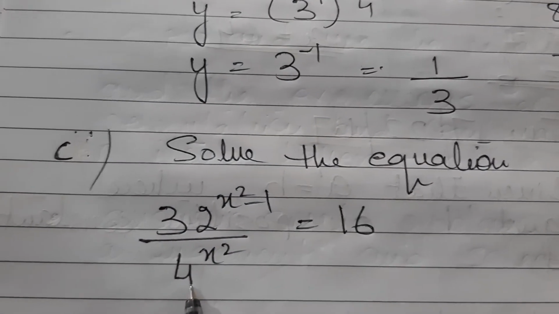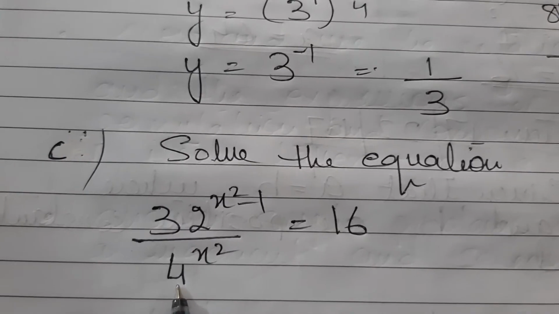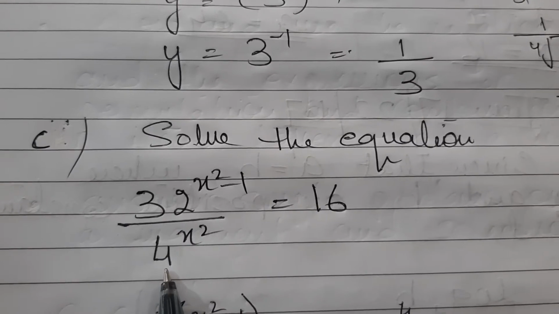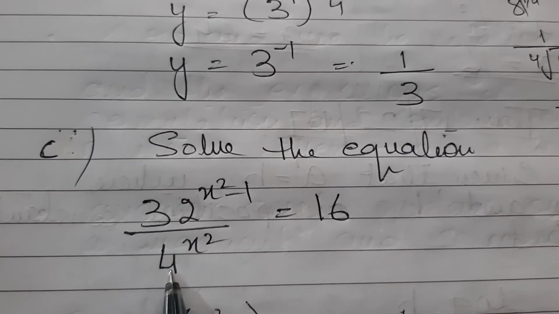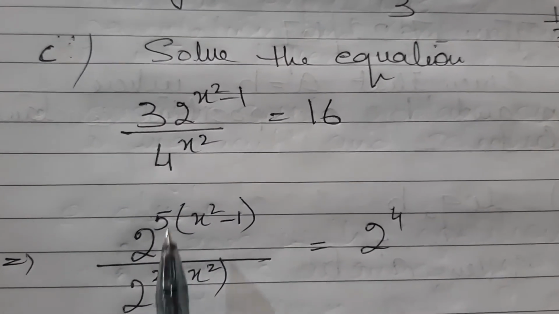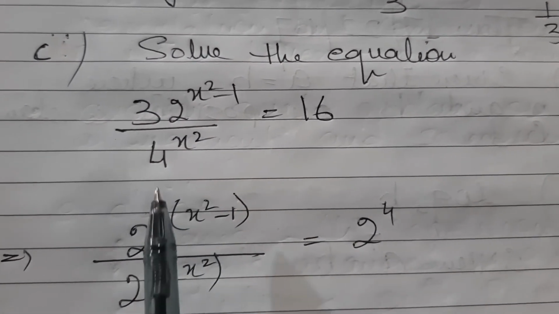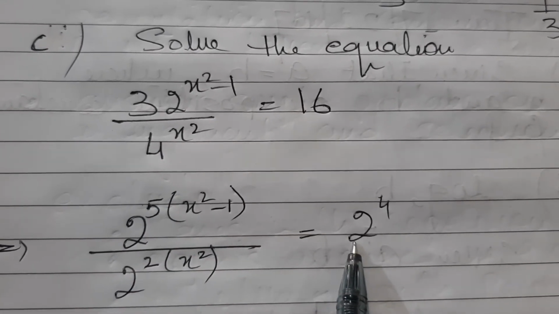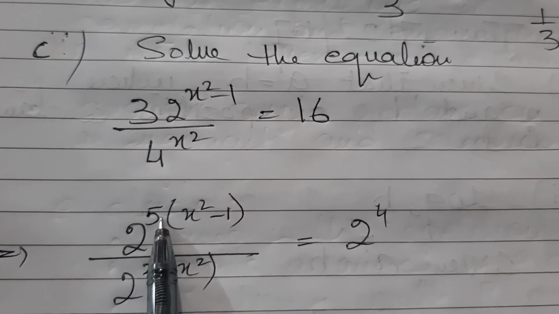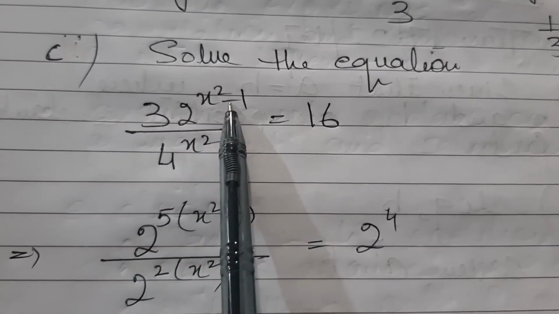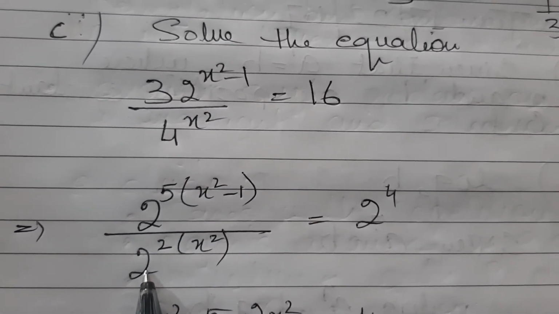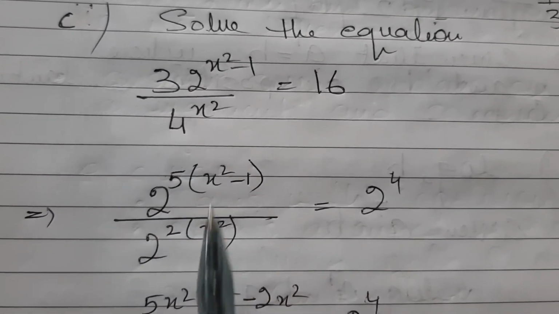Now this is the last question of the video. So I have to solve this equation. What comes to your mind? What will you do? If I change all these numbers 16, 32 and 4 into base 2, what will it become? 2 power 5 is 32, 2 power 2 is 4, 2 power 4 is 16. So instead of 32, I am writing 2 power 5 multiplied by x square minus 1. And I am writing 4 as 2 power 2, which is multiplying by x square.